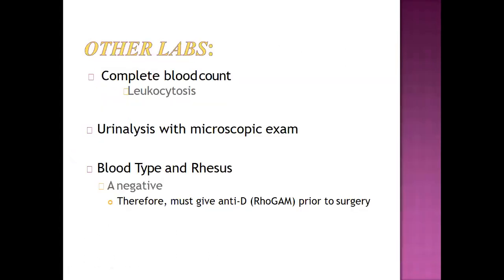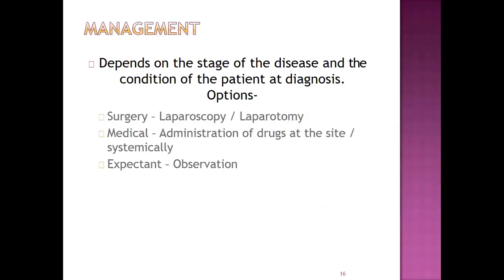Other labs, we can go for the complete blood count, because if there is infection, like in nephrolithiasis, salpingitis, endometritis, PID, there is leukocytosis. We confirm with urinalysis with microscopic exam. As I told you, in nephrolithiasis, to rule out and to make our confirmatory diagnosis. Blood type and Rh system, because if there is a ruptured ectopic, then we have to give anti-D prior to surgery or after surgery. Now, what is the management of that patient?